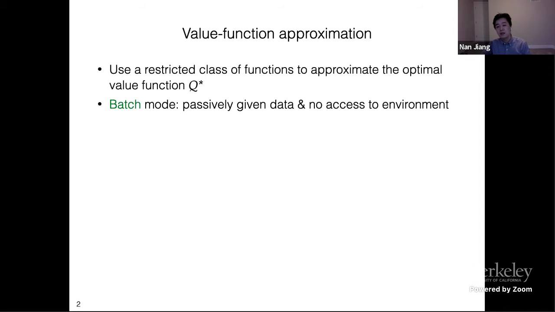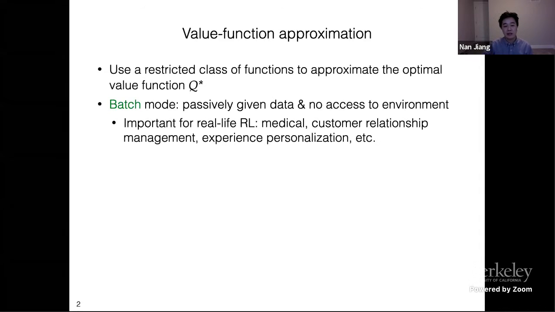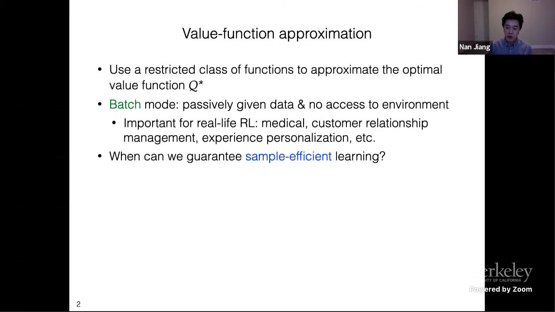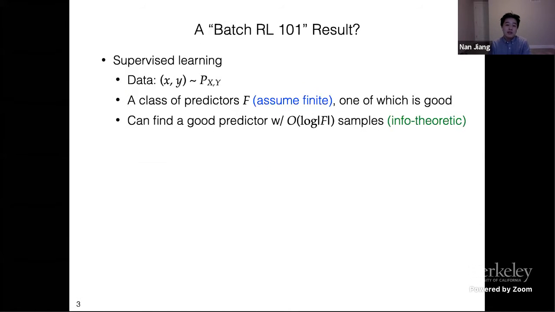This is a very standard and important scenario towards real life applications of reinforcement learning. And what I want is a minimal sample complexity result that tells us the conditions under which we can achieve sample efficient learning. And what do I mean by minimal? Well, let's look at the simplest possible sample complexity result in supervised learning, and it goes like this.